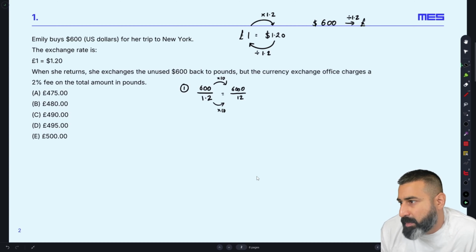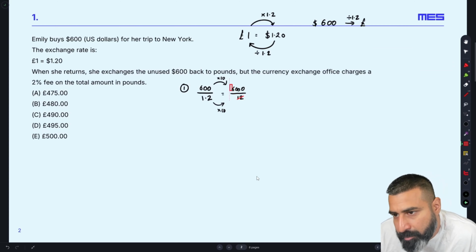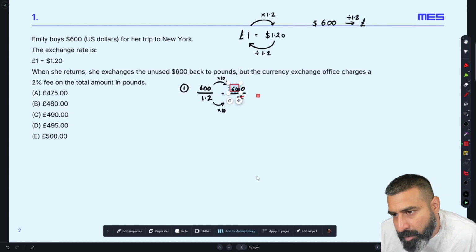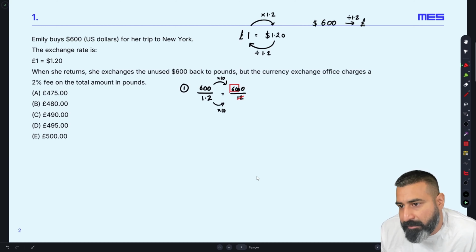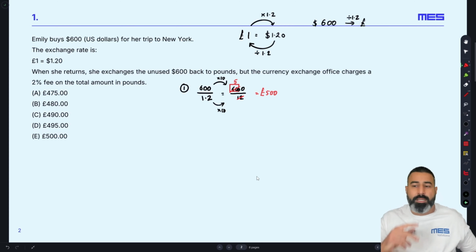Now this actually makes my life a lot easier. So what I can do is I can recognize that 12 goes into 60. So 12 goes into 60 5 times, and then what I'm left with is £500. Done.